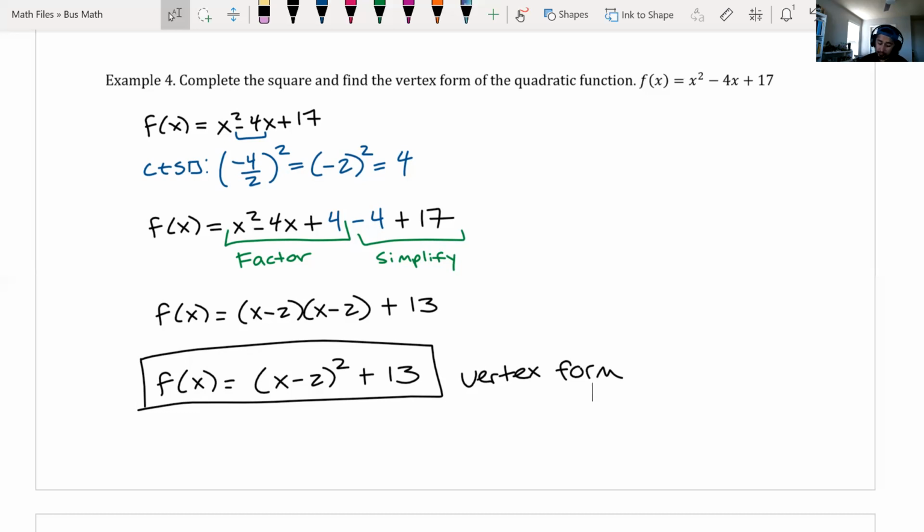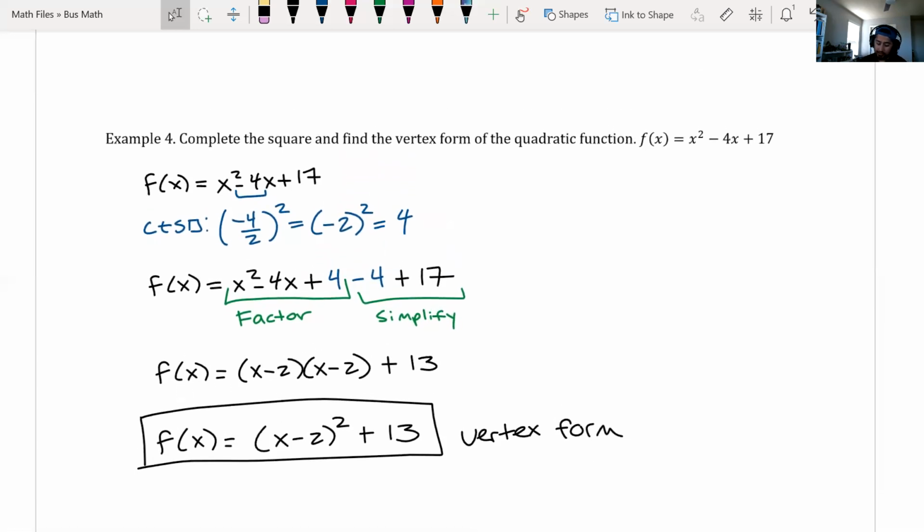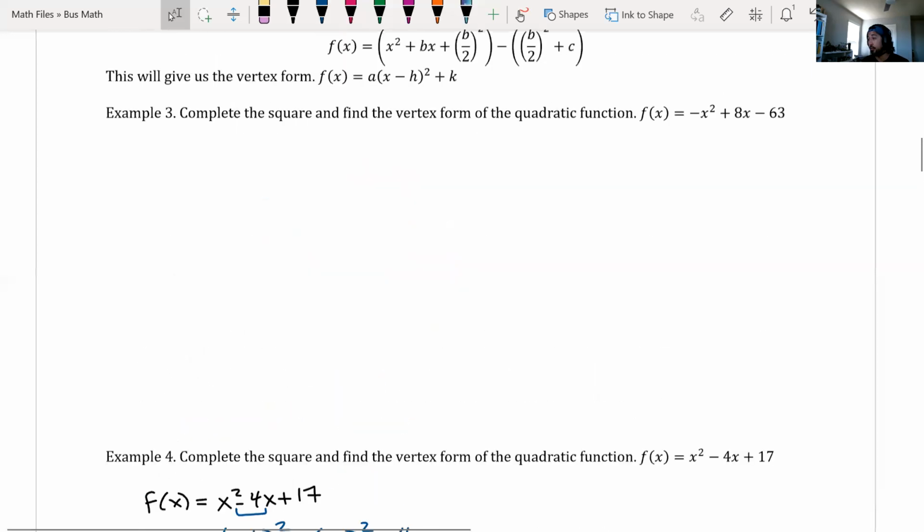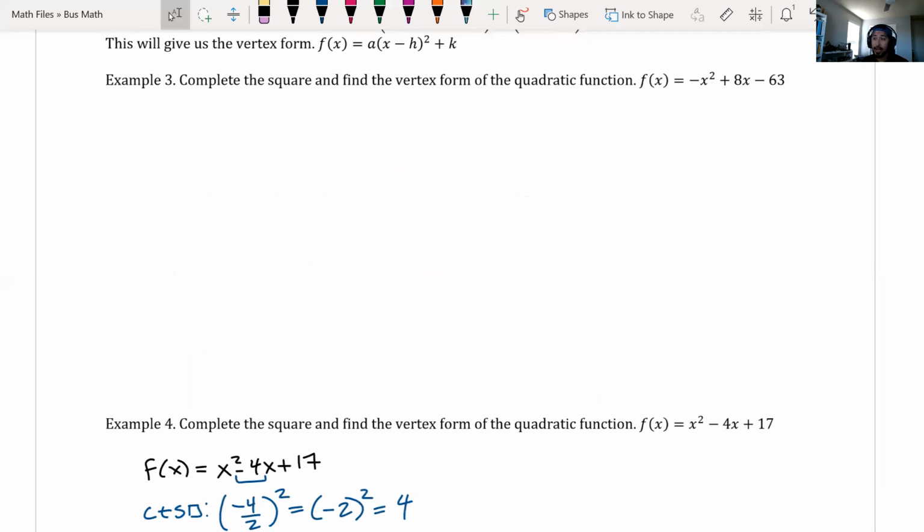Okay, so that's our goal. We're going to be given quadratic functions, and we're going to complete the square to put them into vertex form, which is going to be a lot easier for us to graph with. Okay, now let's go to this.